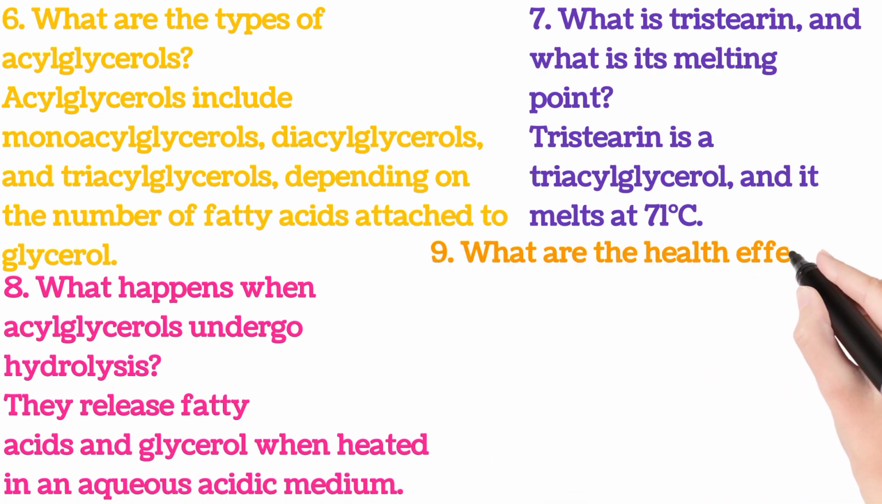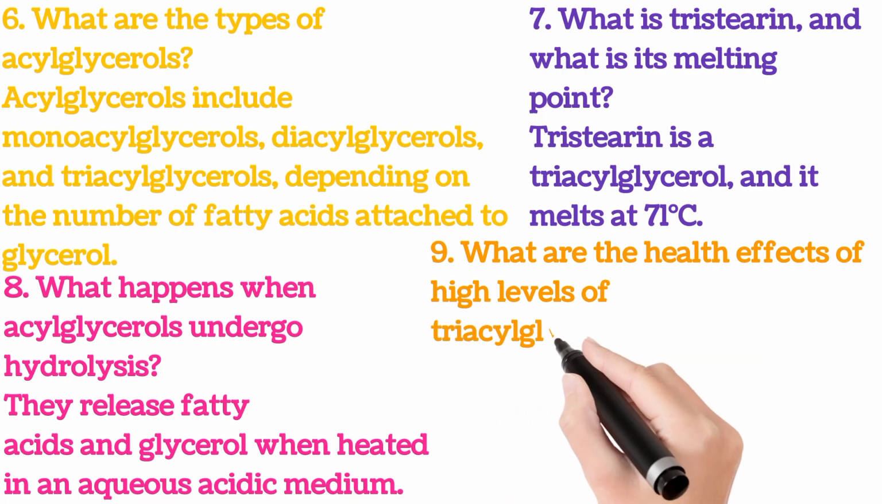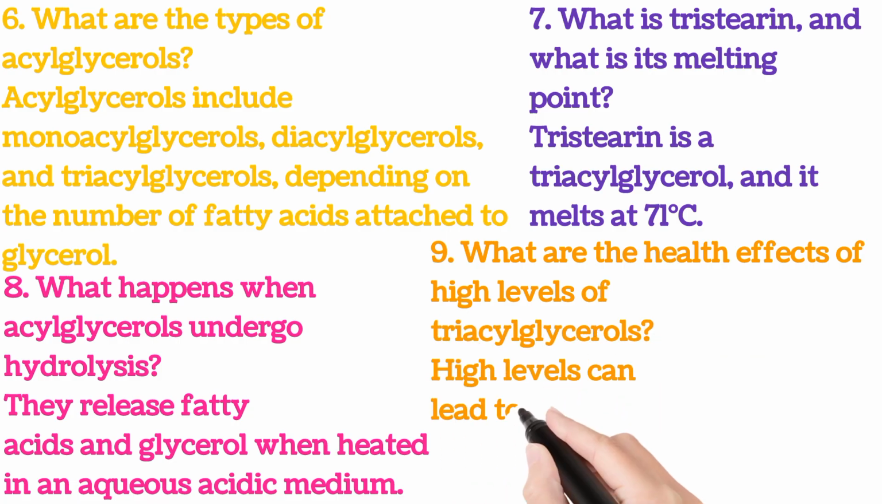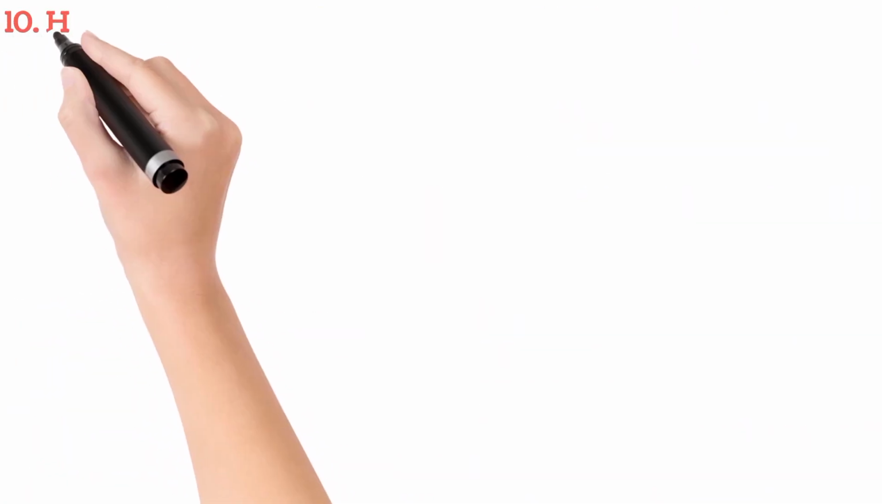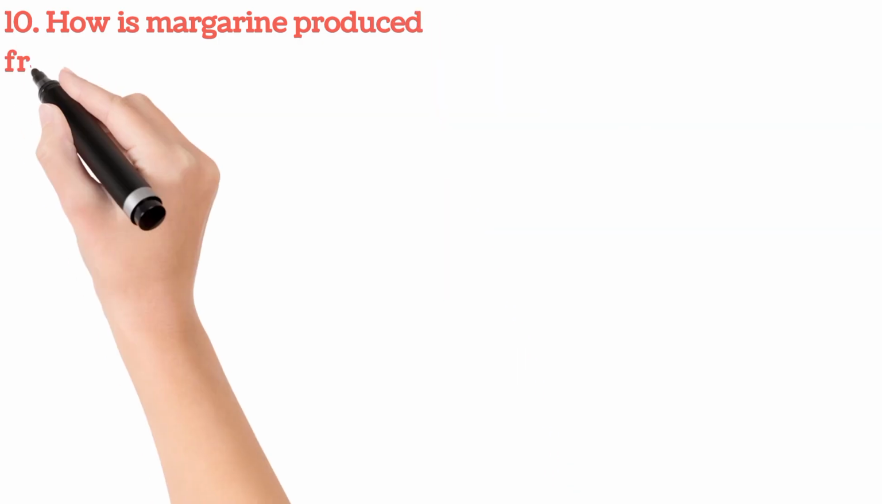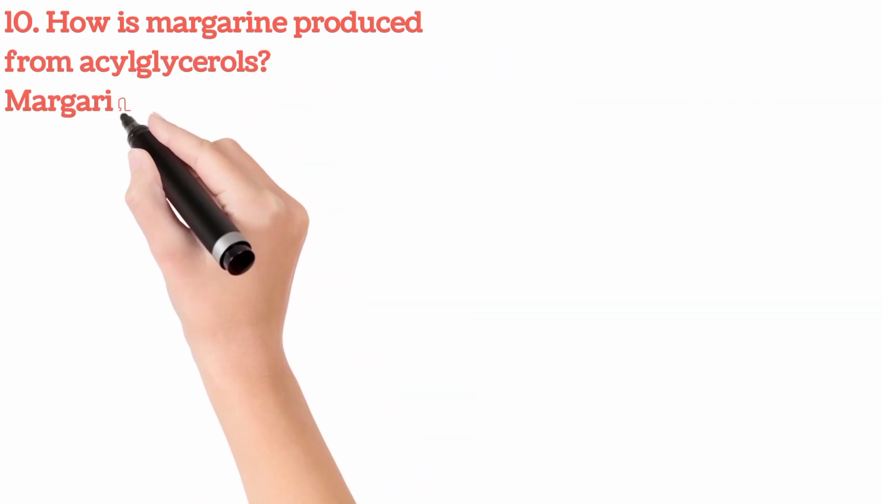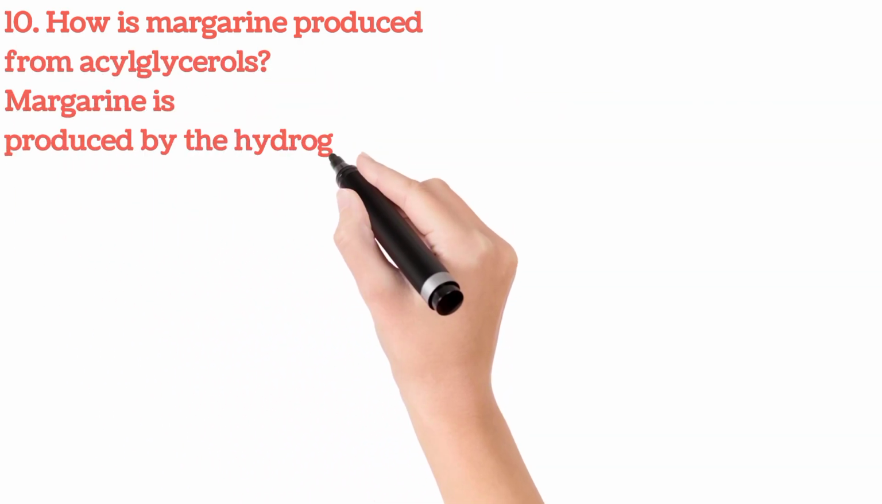9. What are the health effects of high levels of triacylglycerols? High levels can lead to diseases such as obesity, diabetes, and hypolipoproteinemia. 10. How is margarine produced from acylglycerols? Margarine is produced by the hydrogenation of acylglycerols.